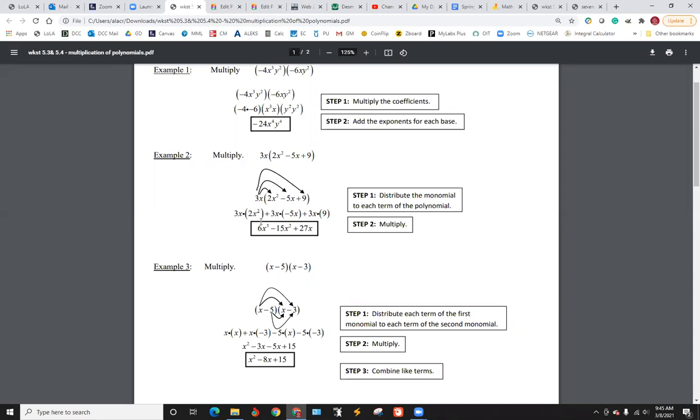So 3 times 2 is 6. X times x squared, that's x to the 1st times x squared. 1 and 2 is 3, so 6x cubed. 3 times -5 is -15. X times x is x squared. 3x times 9 is 27x. There is no x on the 9 term, so nothing happens to the x. It doesn't change. It's still a single value of x. All right, questions?